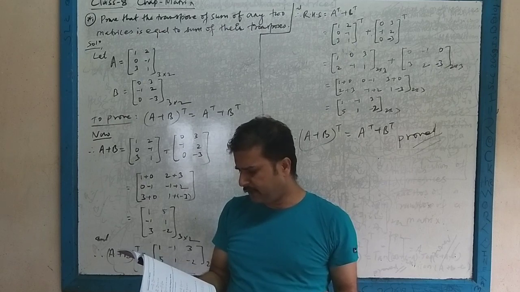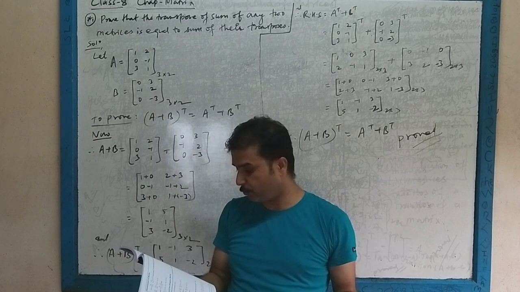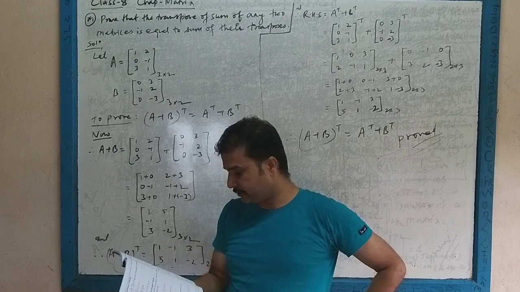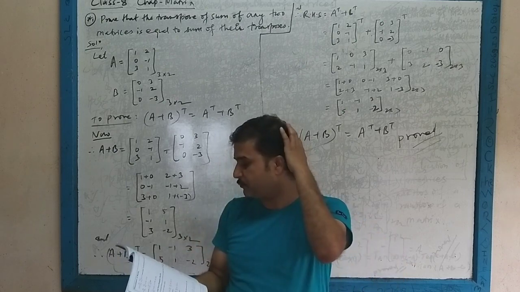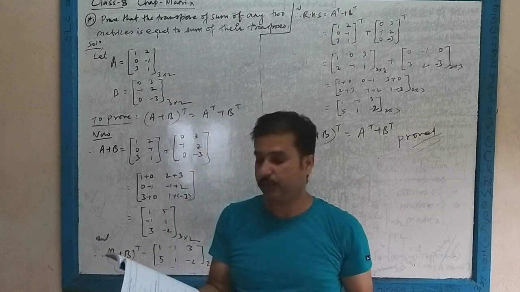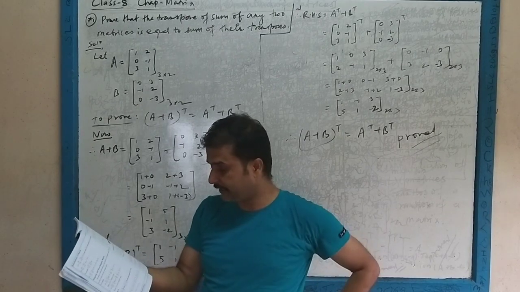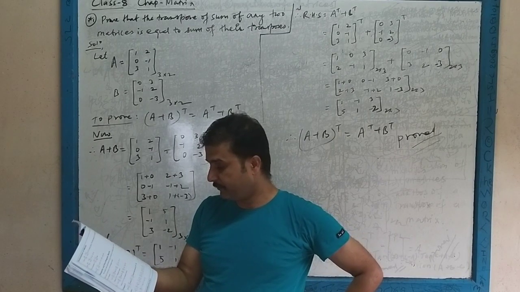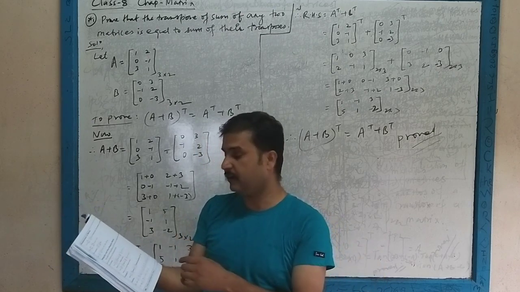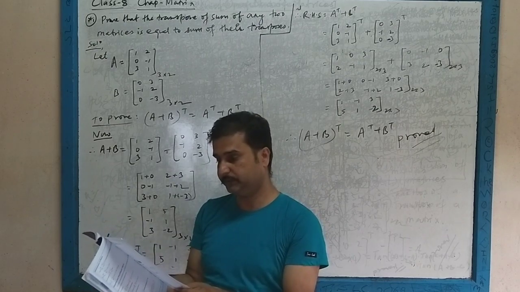Question number 2: find the following matrices on the basis of the matrices given in question number 1. It is just addition and subtraction. You can do addition and subtraction. Okay. Question number 3: you need to find the values of x and y. It's nothing, you just add, equate, and you get the values of x and y.